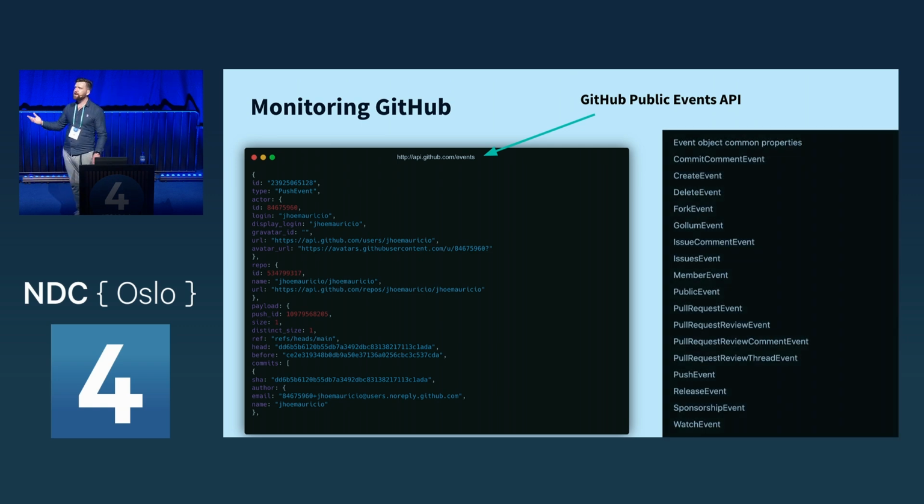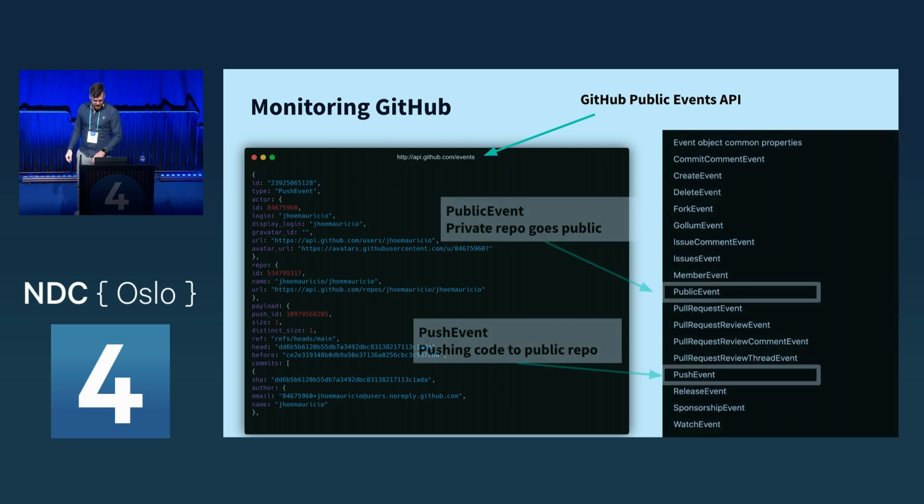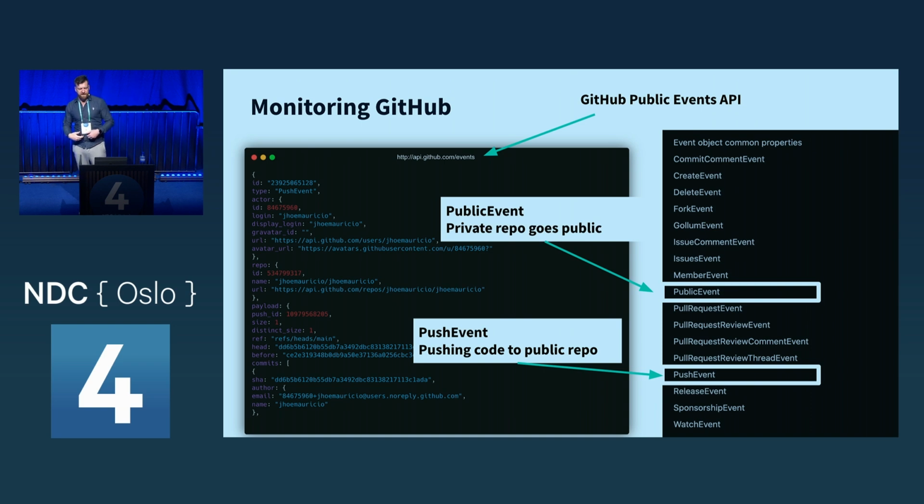There's a number of events that are published in this API, but the two interesting ones that attackers will look for are the public event. This is when a private repository is turned public. This is by far the most interesting, because if you're building on a project and you want to make it public, when you make it public, you make the entire history of that project public as well, which means if someone committed a secret on a dev branch a year ago, it's still there. And then the other one is the push event.